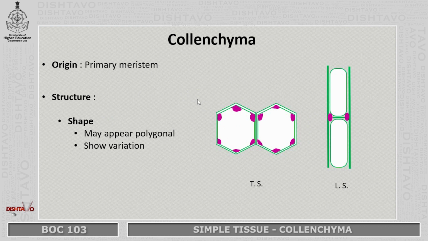Collenchyma tissue originates from the primary meristem. As far as its structure is concerned, the shapes may vary. It may appear polygonal, round, or elongated. Here you can see the transverse section and the longitudinal section of the collenchyma tissue. In the transverse section, the cells appear hexagonal or polygonal in shape. In LS, the longitudinal section, the cells appear elongated. And the most important characteristic you can notice here is the thickening, which is uneven.